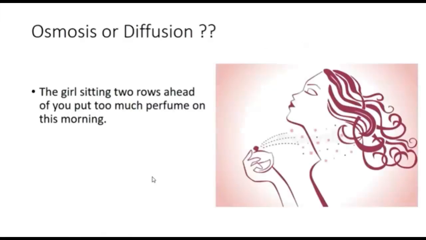Osmosis or diffusion? The girl sitting two rows ahead of you put on too much perfume this morning. Diffusion. So if she put on too much perfume, she's going to have a high concentration of those perfume molecules, and they are going to move from areas of high concentration to low concentration without the use of energy, with the concentration gradient, and that is why you are going to smell them.